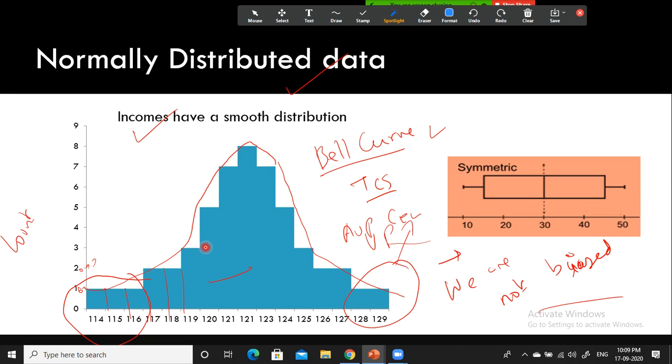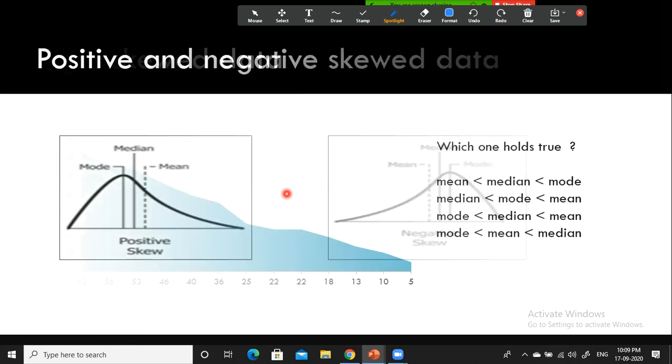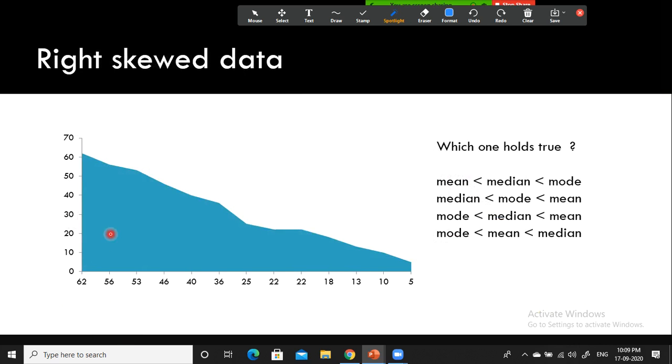It's very smooth, but in real life scenarios, we don't get a perfect bell curve. It will be approximately normally distributed. In some cases, skewed data will be there. How can you see the skewed one? As I showed you here, this is the skewed one. It is not a bell curve. A bell curve will come like this. That means it is unbiased when it comes to income and all.